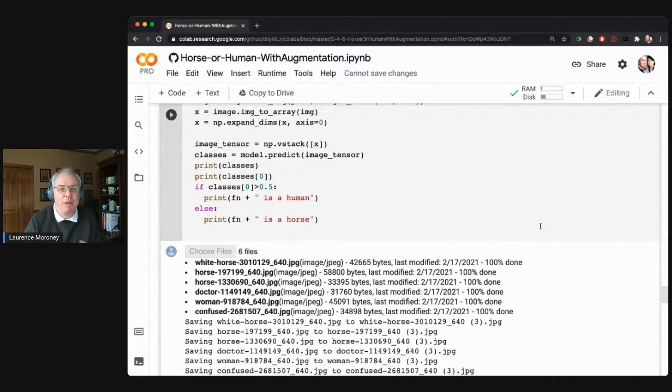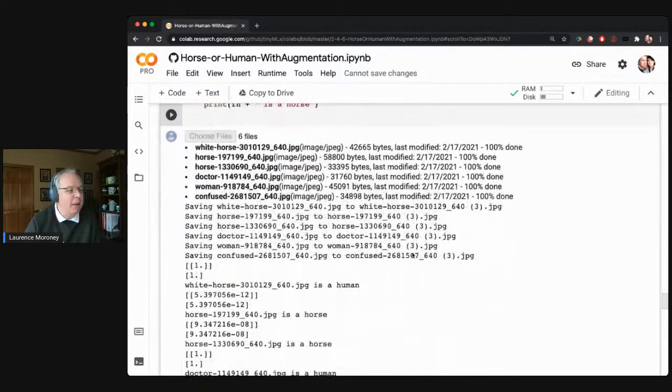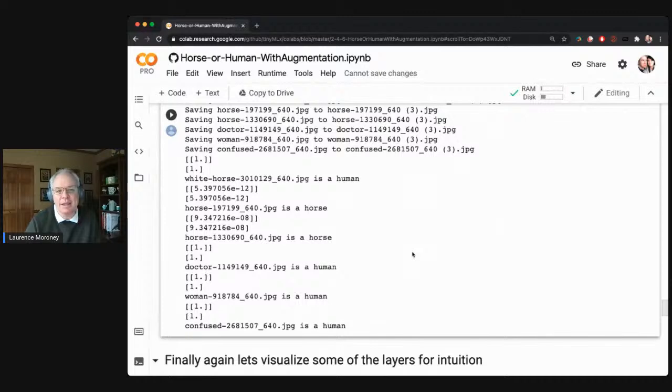And I found that when I train a model off of synthetic CGI images like this, I can actually make it work to mostly recognize actual photos. So these are actual photos that I've uploaded. For example, this one, white horse, it got wrong. It thought it was a human. This one, horse, it got right. It thought it was a horse. This one, horse, it thought it was a horse. And these three humans, doctor, woman, and confused, it got them all right as humans.